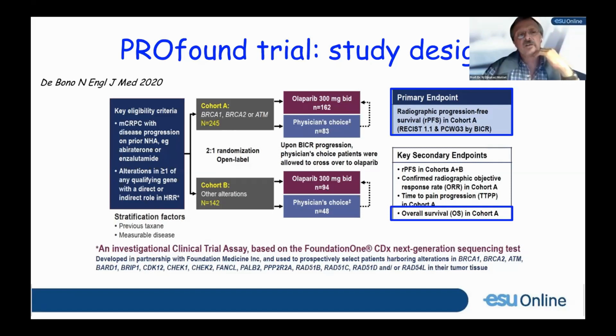And the patients were stratified based on two cohorts. Cohort A was only patients with BRCA1, 2, and ATM. Cohort B, any other mutations. If the patients had no mutation at all, they were not included. The primary objective of this trial was radiographic progression-free survival for cohort A. Cohort B was mostly experimental, investigational, and overall survival was a key secondary endpoint.